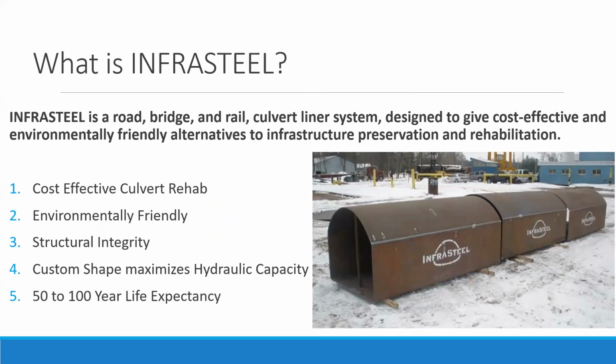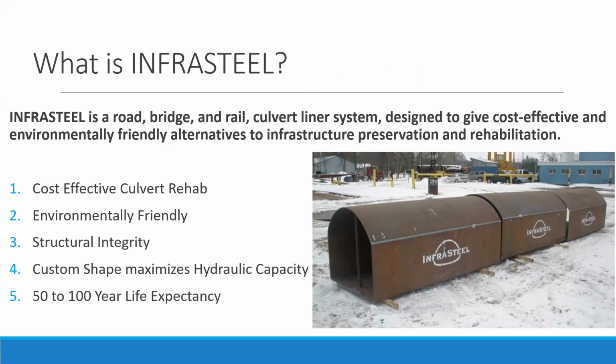So now that we've discussed the common factors that lead to culvert deterioration and common trenchless rehabilitation methods, I'd like to introduce the InfraSteel system, which is classified as a smooth wall carbon steel slip liner. And this classification meets most state highway and roadway material specifications for steel pipe. InfraSteel is a road, bridge, and rail culvert liner system designed to give cost-effective and environmentally friendly alternatives to infrastructure preservation and rehabilitation. And we work with project owners on the design and fabrication in order to ensure that InfraSteel delivers on the five following metrics.